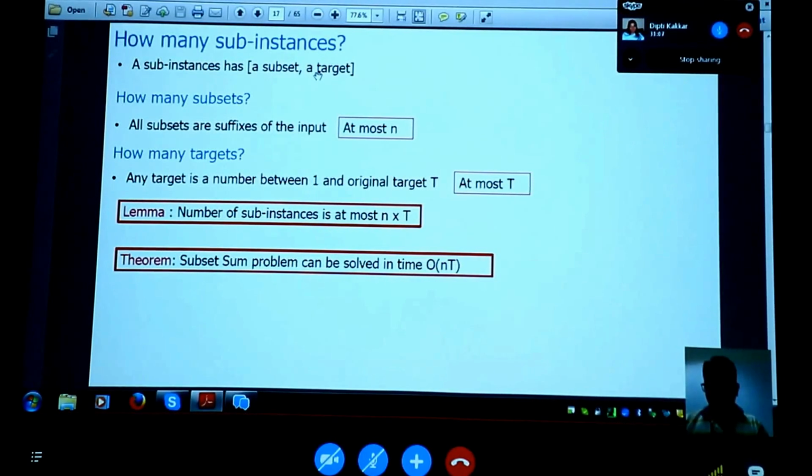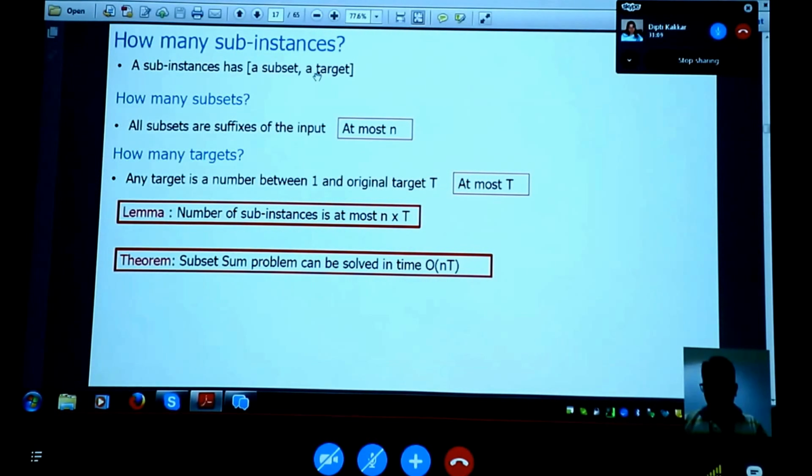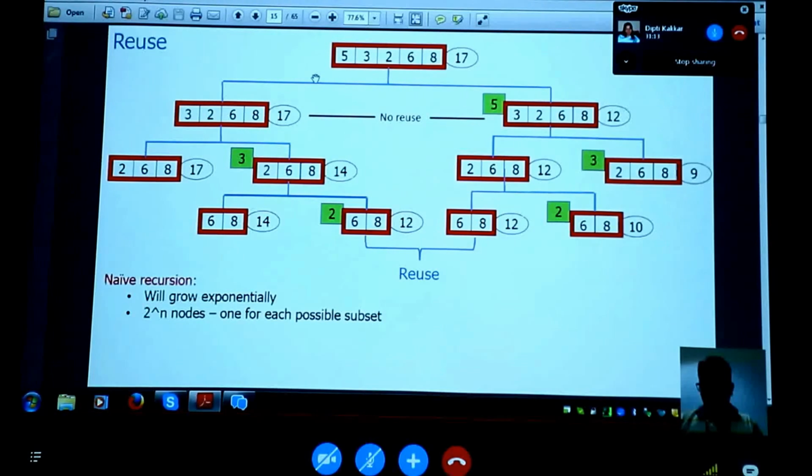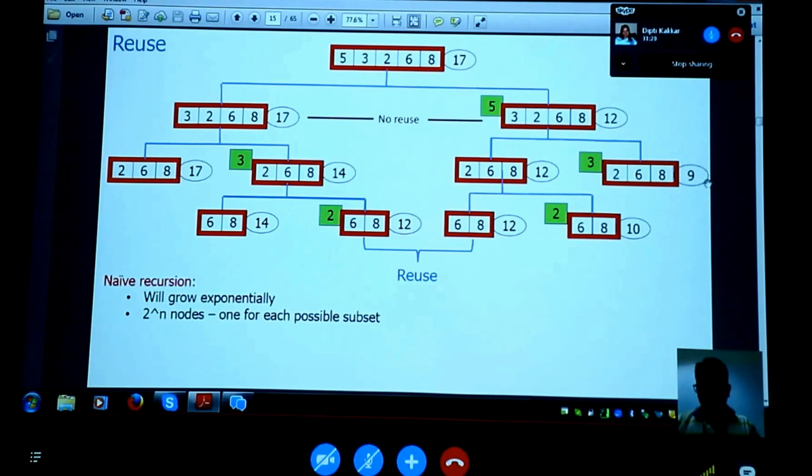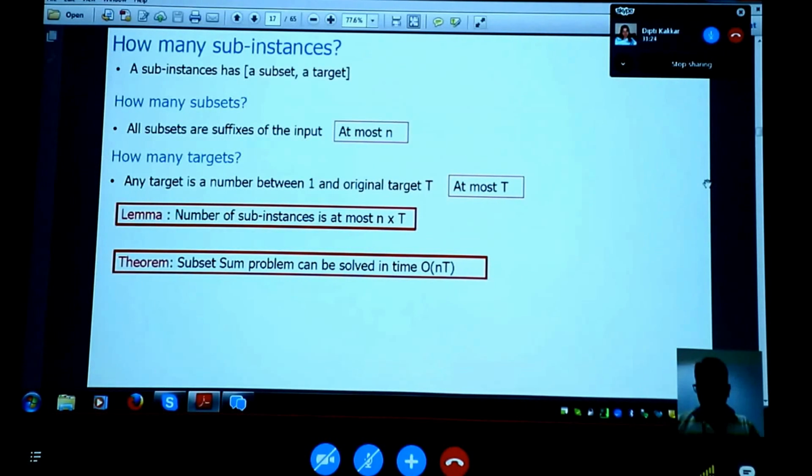But how many targets can there be? My target is always a number between 1 and t, right? Because we always do only subtraction, right? I start from 17, either I keep it or I subtract and go to a smaller number. Then I again do a subtraction, go to a smaller number. I never grow my target, right? So my target is always going to be a number between 1 and this original target t, right? So there are at most t of these targets.